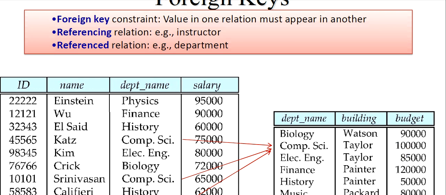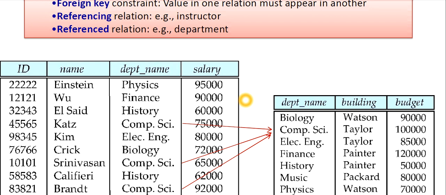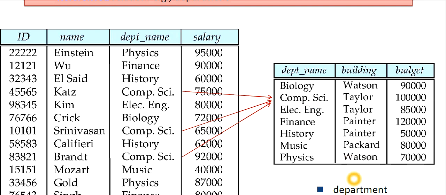I'm repeating again: a referencing table or referencing relation is one where some attribute references the same attribute present in another relation, and a reference relation is one where one of the attributes of that table is referenced by some other table. Clear?